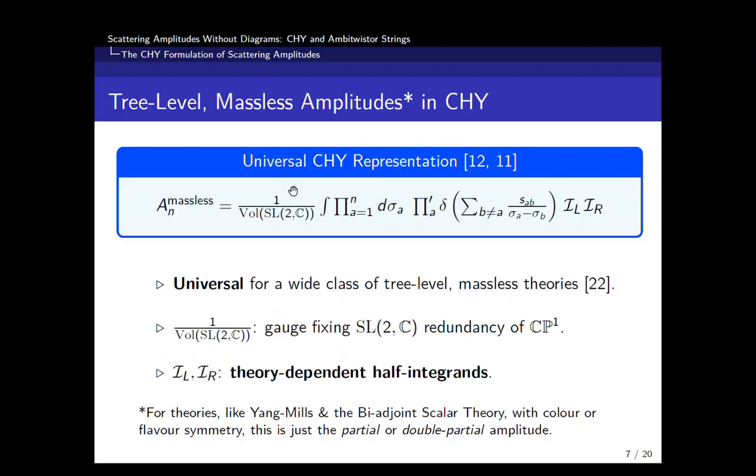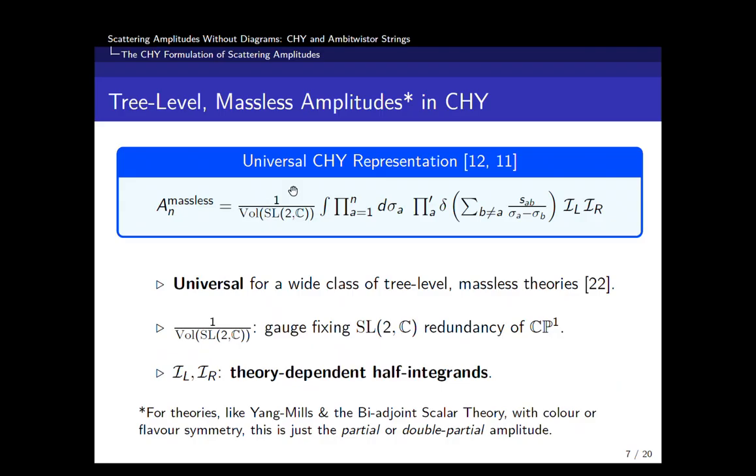So I've said that these are universal for amplitude structures, but the theory creeps in through these building blocks. So essentially what we're going to be doing is doing Lego. We have these theory-dependent half integrands, and these are going to be our blocks. Certain mathematical functions are going to encode, say, the polarization or the color data for different amplitude theories. And I'm going to go through two different examples of these half integrands today.